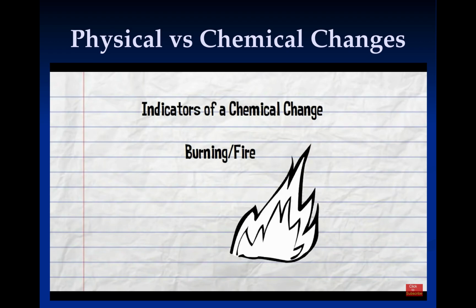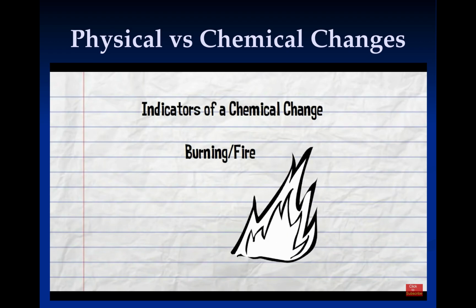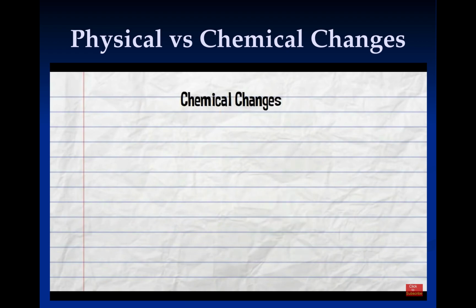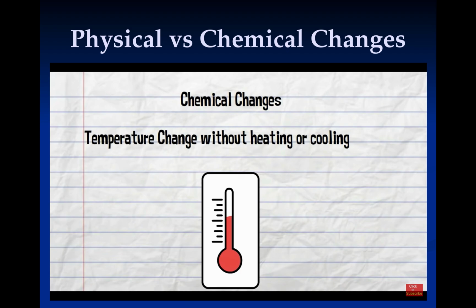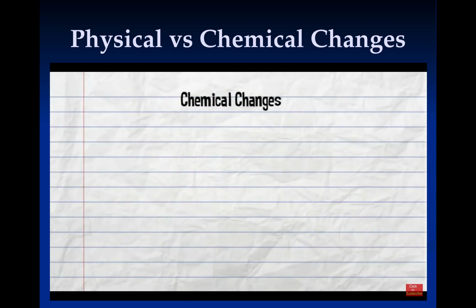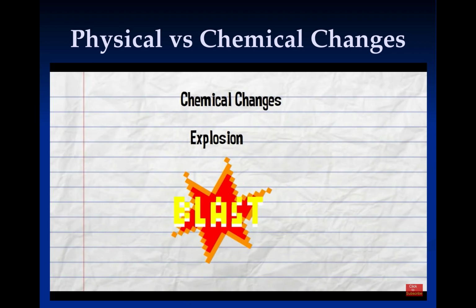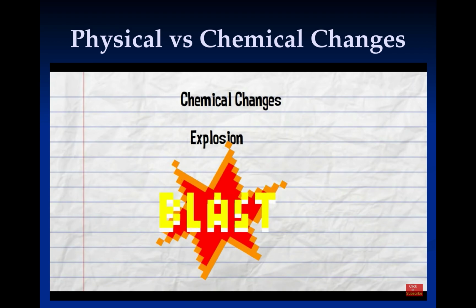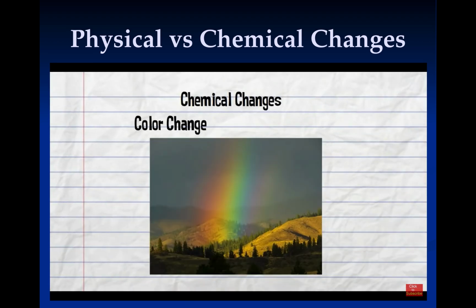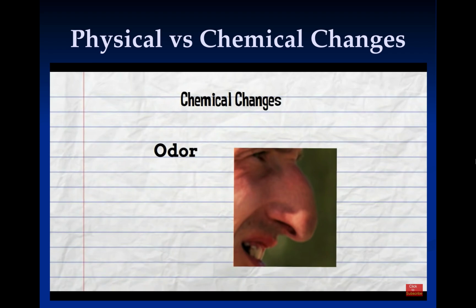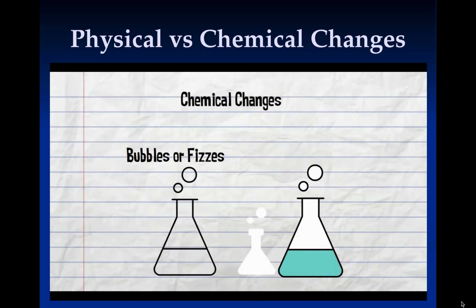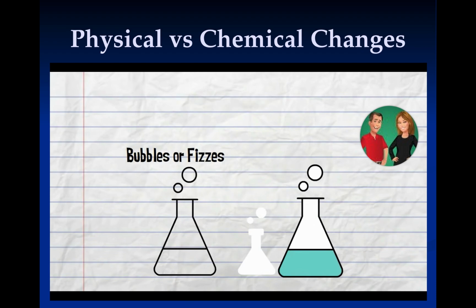First, if you see burning or fire, you have a chemical change. Second, a temperature change without heating or cooling is an indicator of a chemical change. Third, an explosion is an indicator of a chemical change, and they're pretty fun. A change in color is a chemical change. A change in odor can be a clue that a chemical change has occurred. And anytime you mix items and you see bubbles or it fizzes, you have a chemical change.